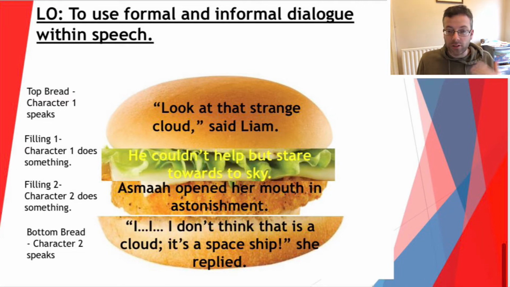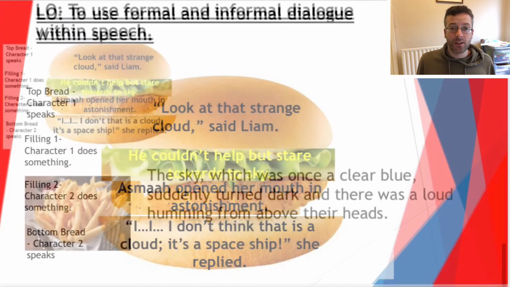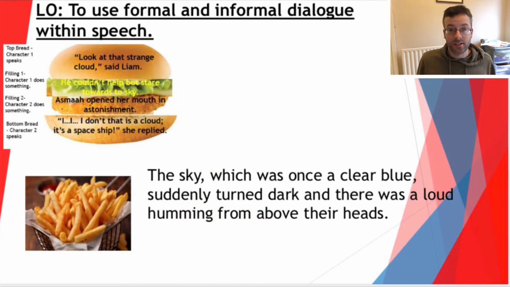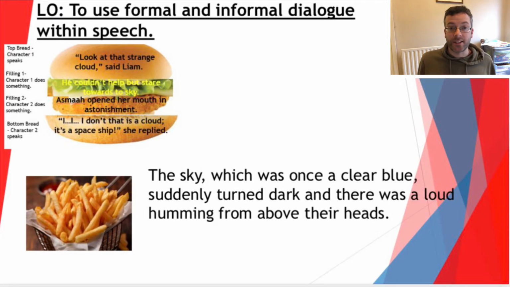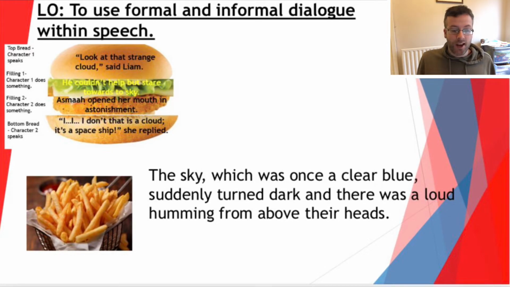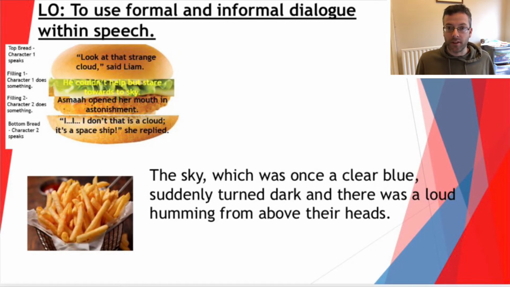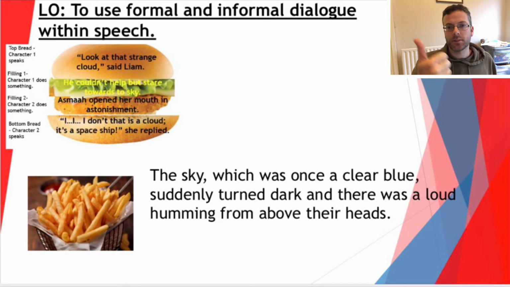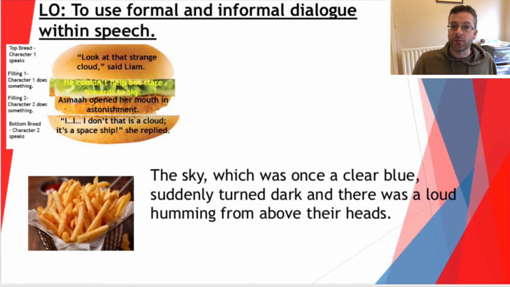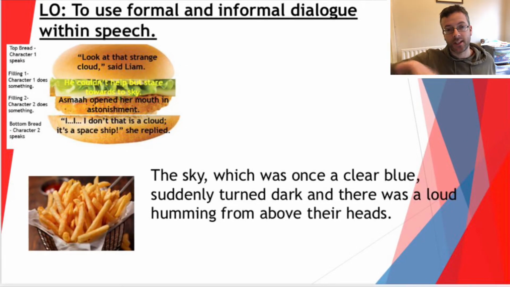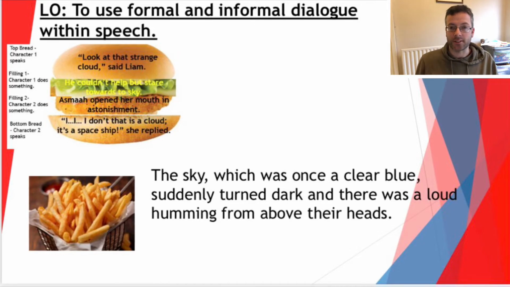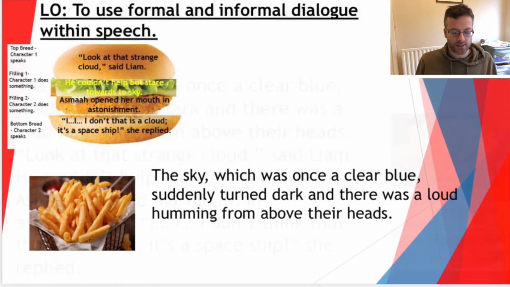Now something else that we talked about is when you have a burger, often I like to have some chips with it, and those chips are going to be our description. They can go at the start, at the end, or partway through the middle. I like to have a bit of chips throughout the meal, but I'm going to put it at the start here. In this sentence, it says, "The sky, which was once a clear blue, suddenly turned dark and there was a loud humming above their heads." So we've got the chips, which is the description. We have got the bread, which is the characters saying something, and then we've got the filling, which is the characters doing something. We've got our speech, our action and description.